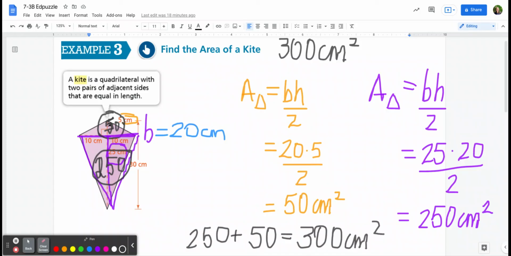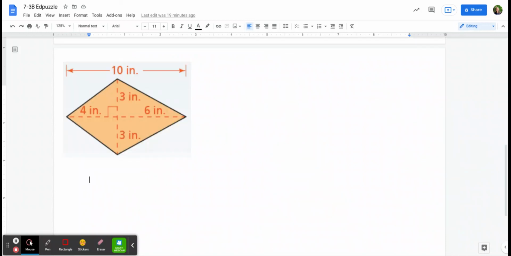So we could solve that area of a kite problem at least two ways. We could have also broken it down into 4 triangles, and then we would have been finding 4 areas. But these were 2 ways to solve it. Okay, here we have another kite. So we are going to break this kite down into 2 triangles.